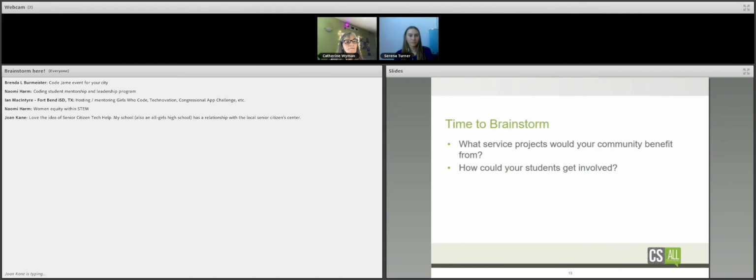The Senior Citizen Tech Help. And I think there's the National Initiative for Cybersecurity Education, NICE. They actually have some published senior citizen cybersecurity books that you can get for free and maybe take along and really utilize. That's awesome that you have a Senior Citizens Center.